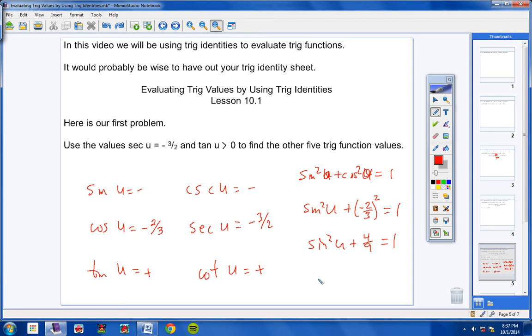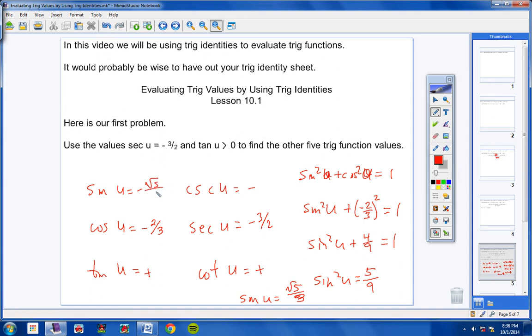So when you do that, you're left with sine squared u equals, now 1 minus 4/9 would be 5/9, and then take the square root of both sides, and so you would get sine of u equals the square root of 5 over the square root of 9, which is 3. Now students, you're used to putting plus minus in front of these when you take the square root of both sides, but remember, we already know what the sign of sine is, and it's negative, so I don't really need to put the plus minus. Okay, so sine is negative square root of 5 over 3.